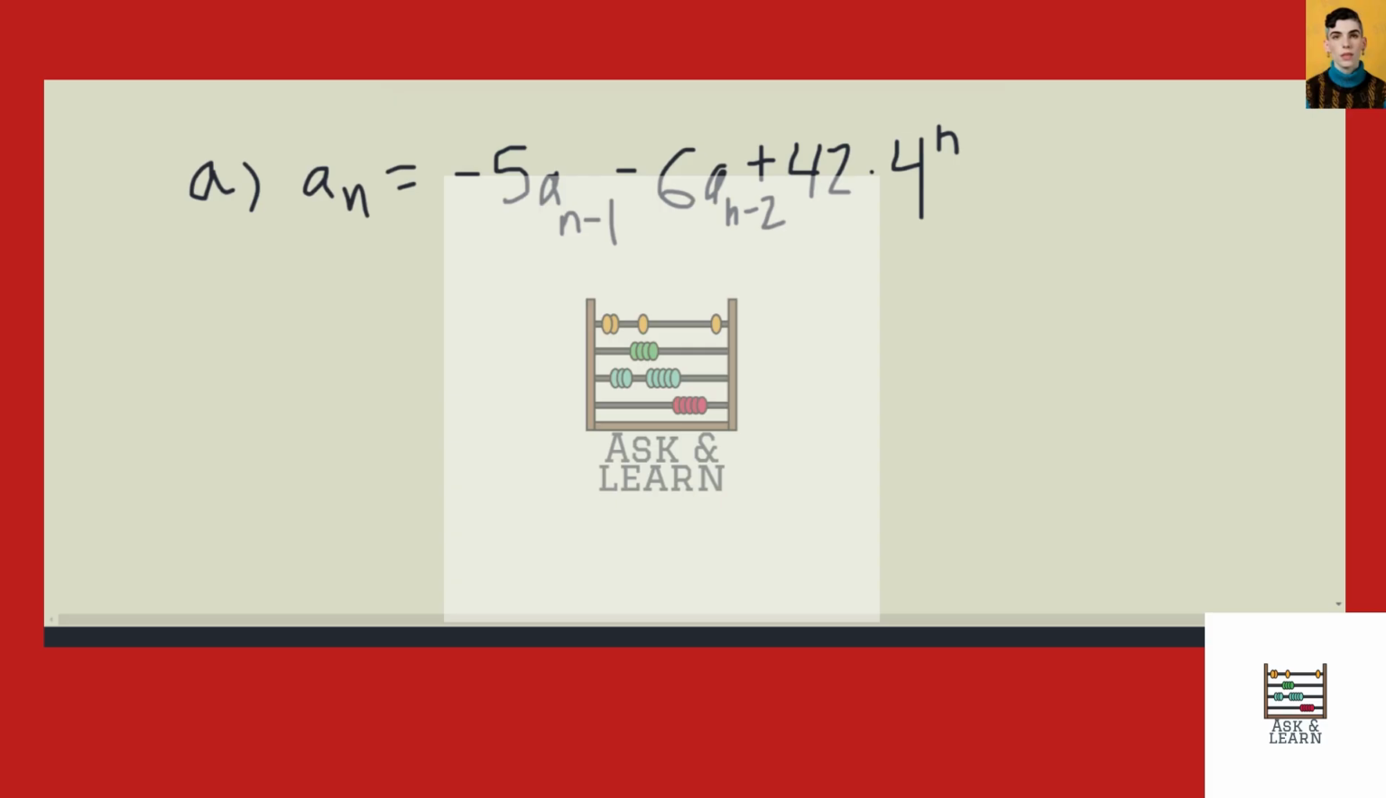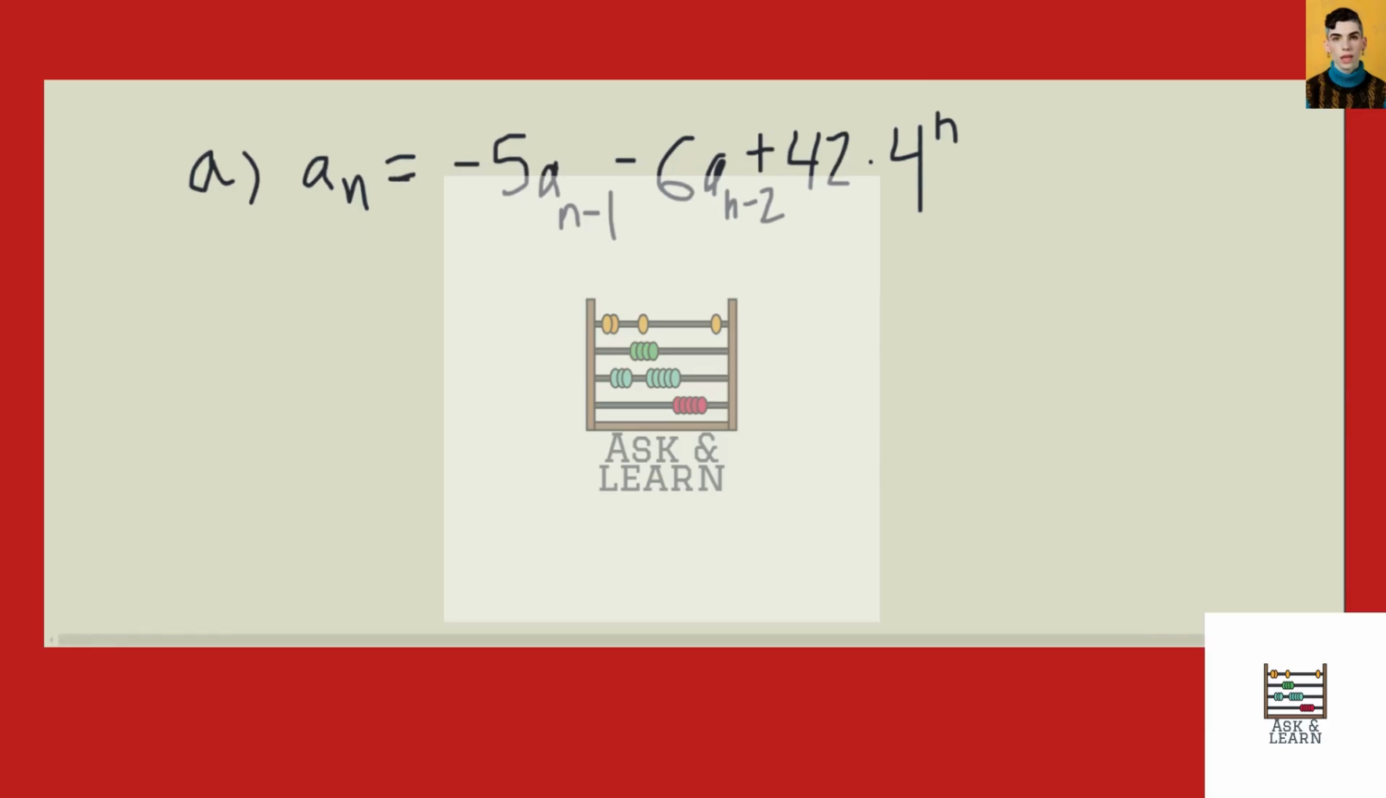We are given a recurrence relation, and we are asked to find all solutions of the recurrence relation. The recurrence relation is a_n = -5a_{n-1} - 6a_{n-2} + 42 times 4^n. This is a linear non-homogeneous recurrence relation.